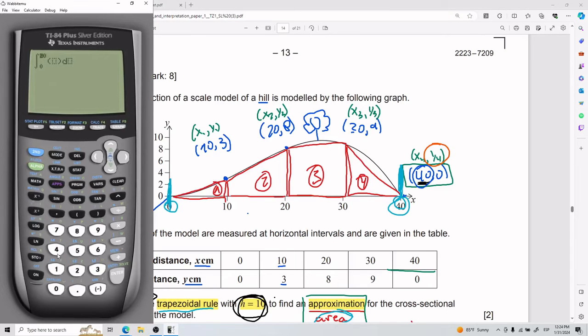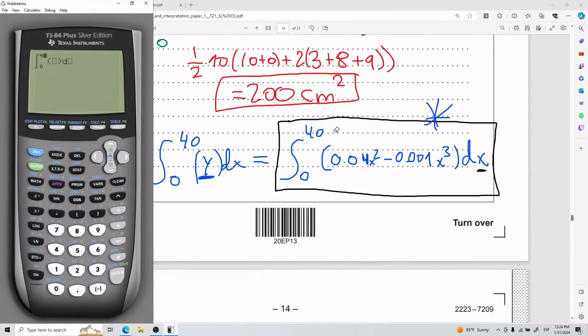So again, we leave it at 40 because we're solving this integral I put in this black square. What is my equation? Well, it's right there in front of me, 0.04 x squared, and then we have minus 0.001 x to the power of 3. Don't forget to put dx. What does dx do? You basically tell the calculator with respect to what variable you want to do the integral in this equation. For us, we're pretty much always just going to use dx. You press enter, you get this value.